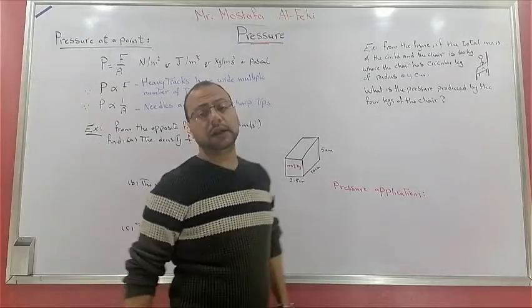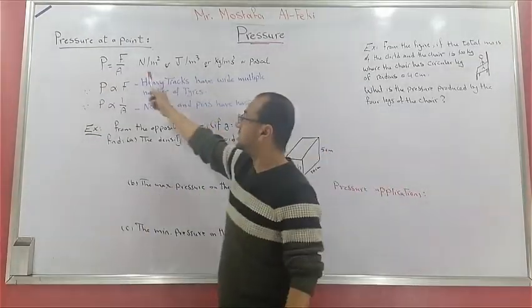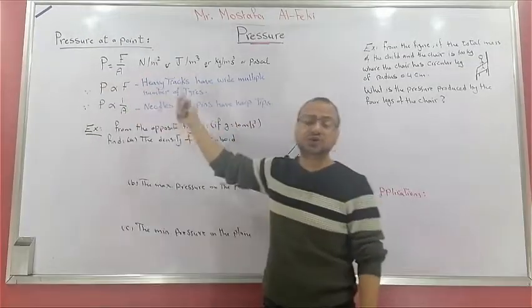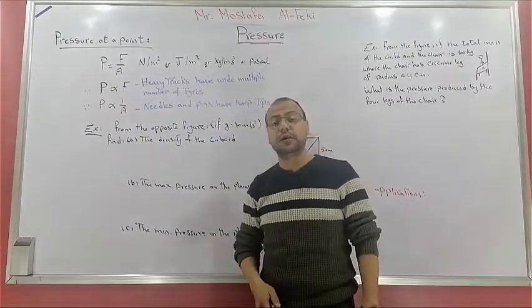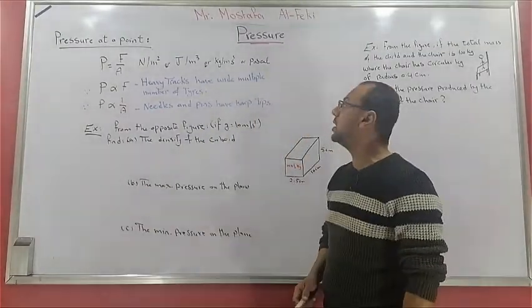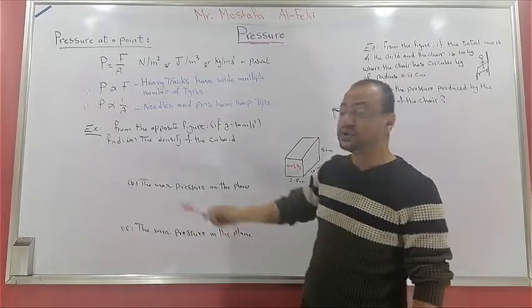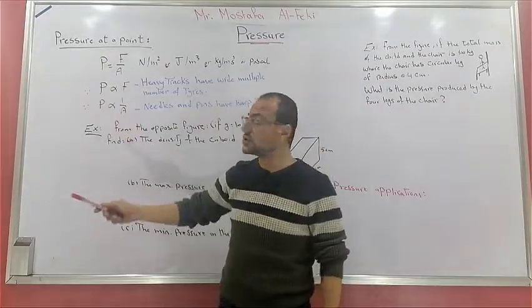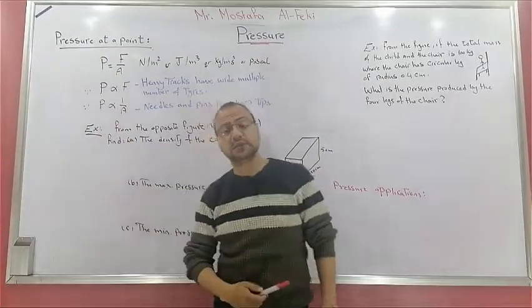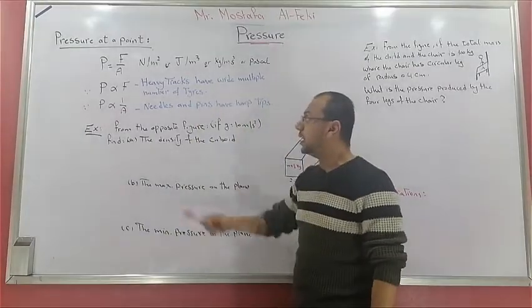Again, pressure equals F over A, and the units are Newton per meter squared, joule per cubic meter, kilogram per meter second squared, or Pascal. Pressure is directly proportional to the force, and the pressure is inversely proportional to the area.